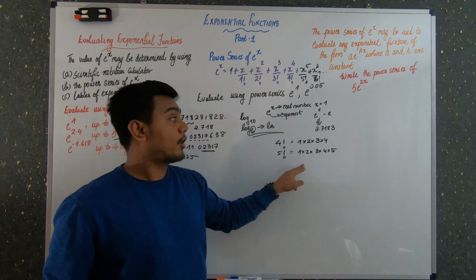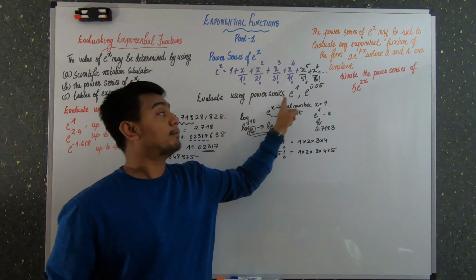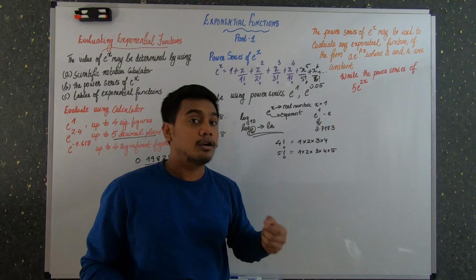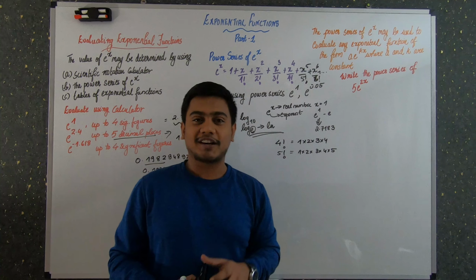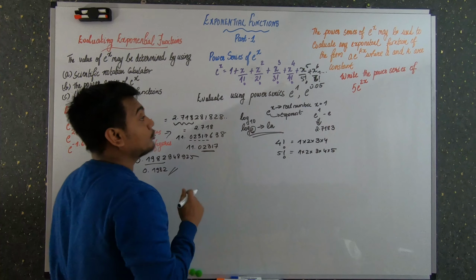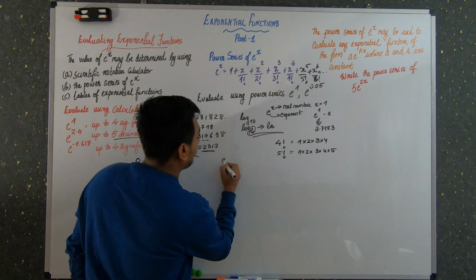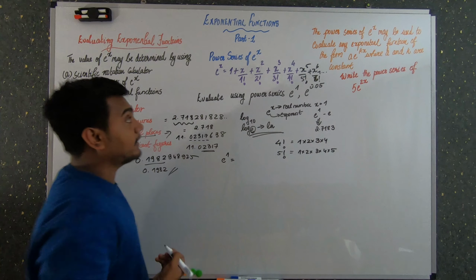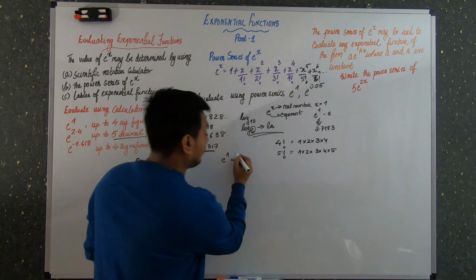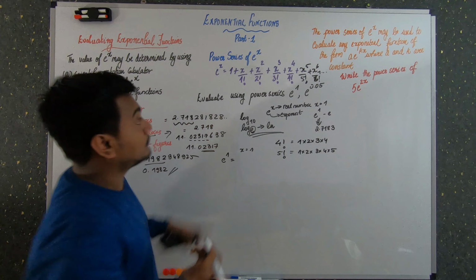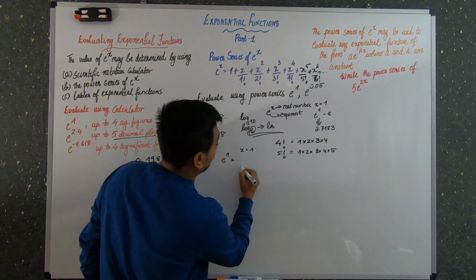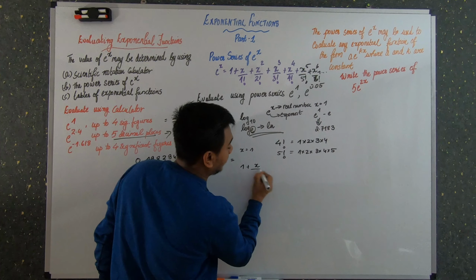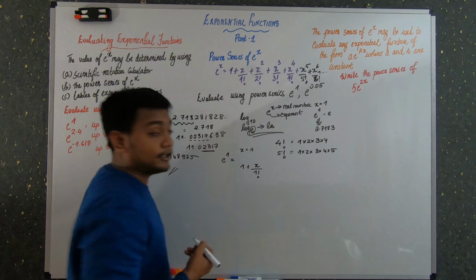Okay, so that's all about factorials, and let's do two problems using exponential functions, using the power series. So the first problem is e raised to 1, right? So what is the value of x here? The value of x is 1. So let's first write the formula. What is the formula? 1 plus x by 1 factorial. It is easy to remember, right?